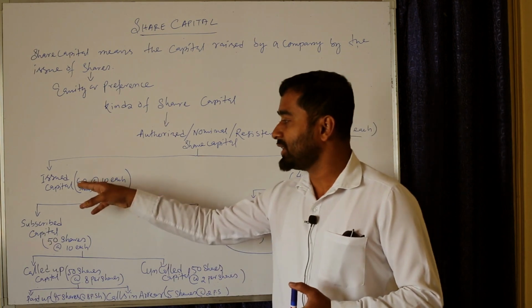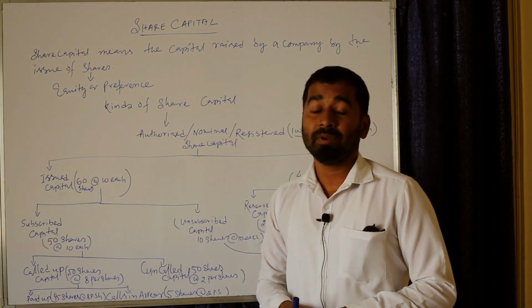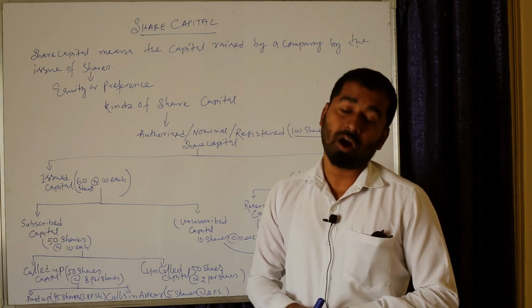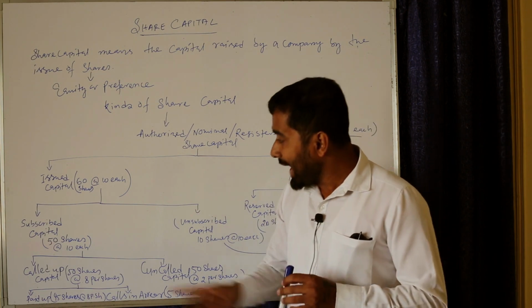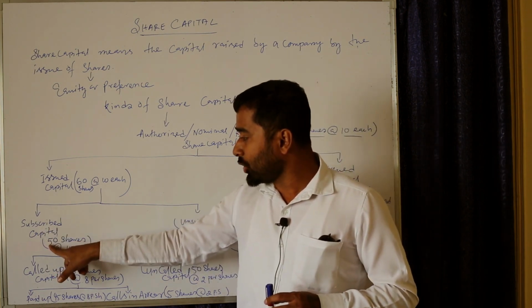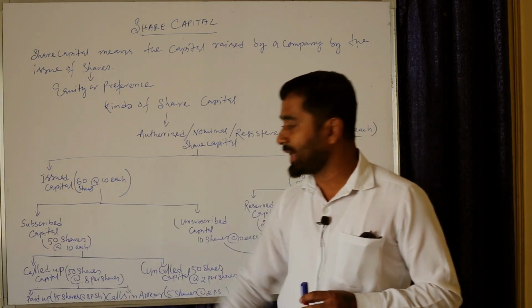For example, if I issued 60 shares, it is not compulsory that the public subscribes fully or purchases all the shares, in simple words. If the public subscribed only 50 shares at the rate of 10 each, it is known as the subscribed capital.